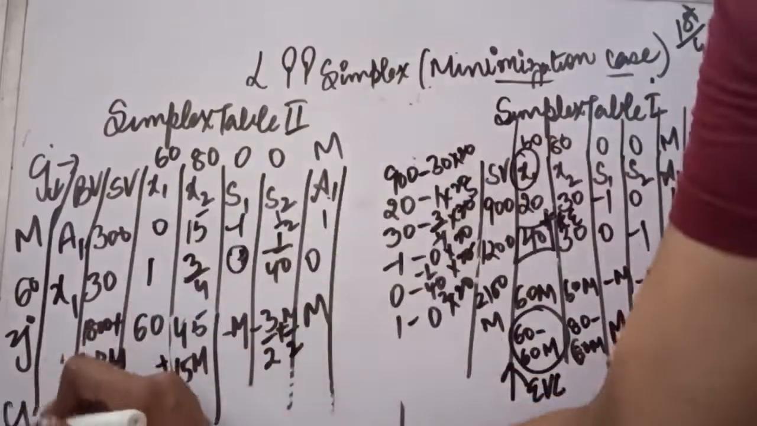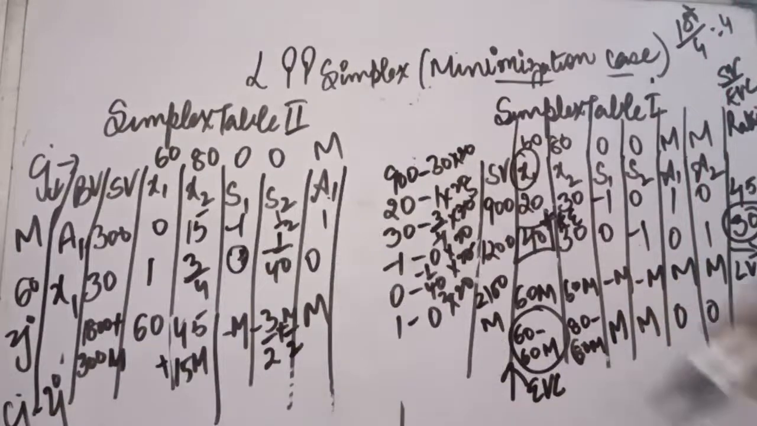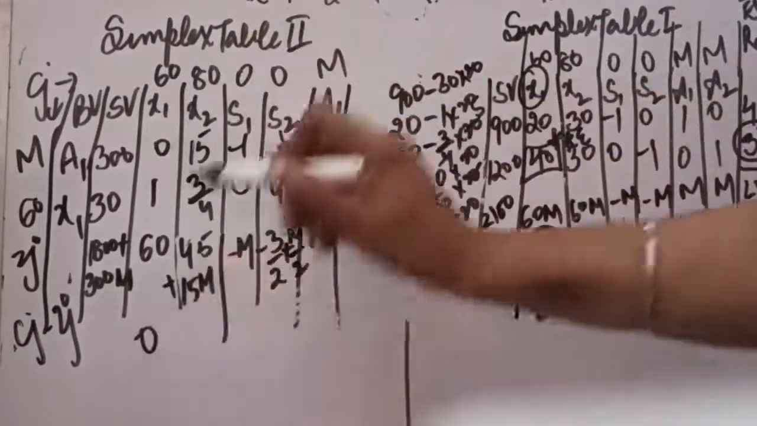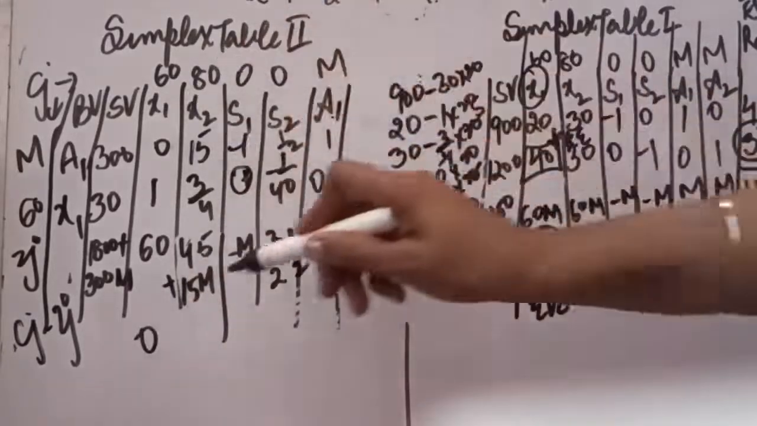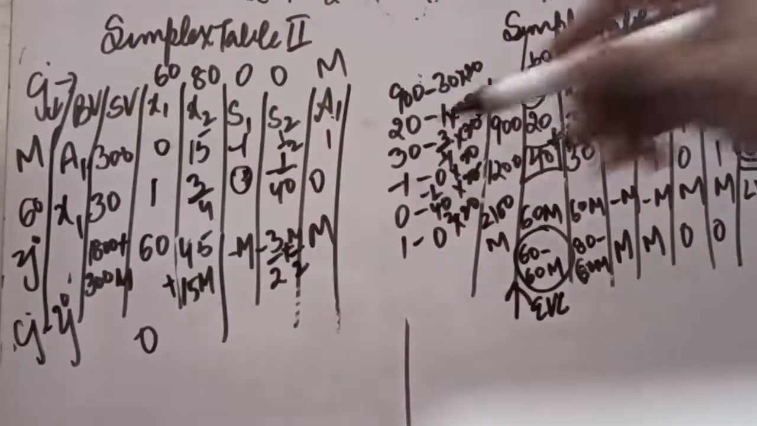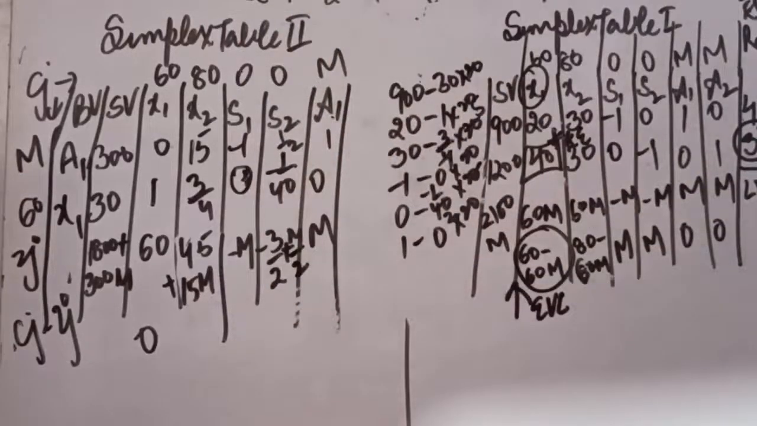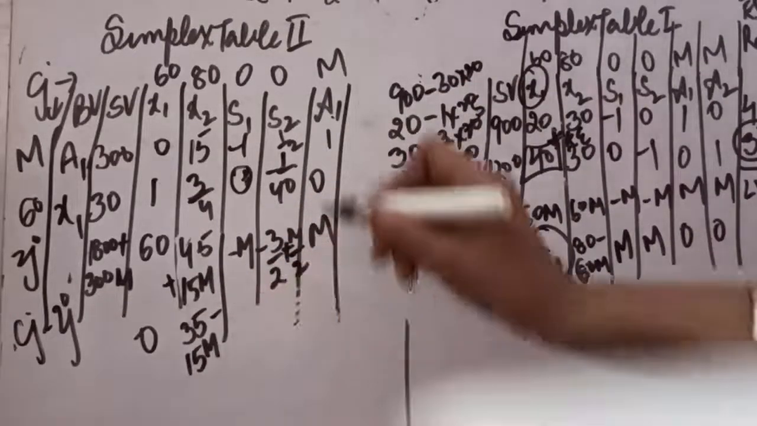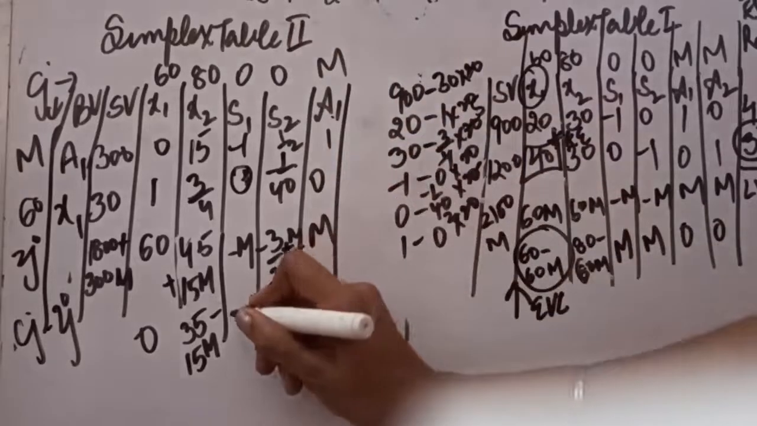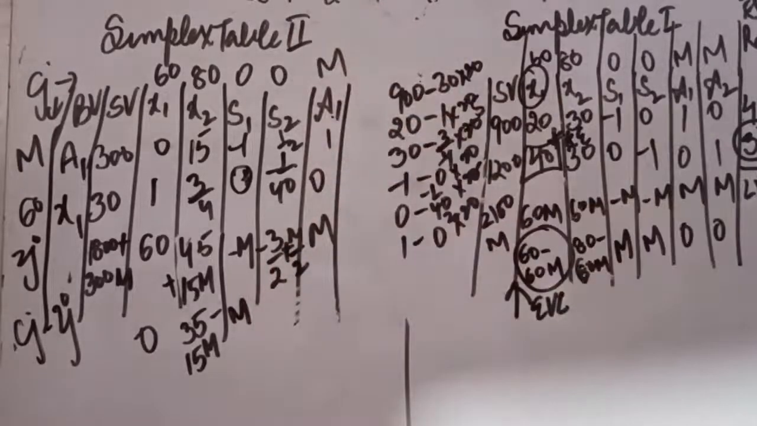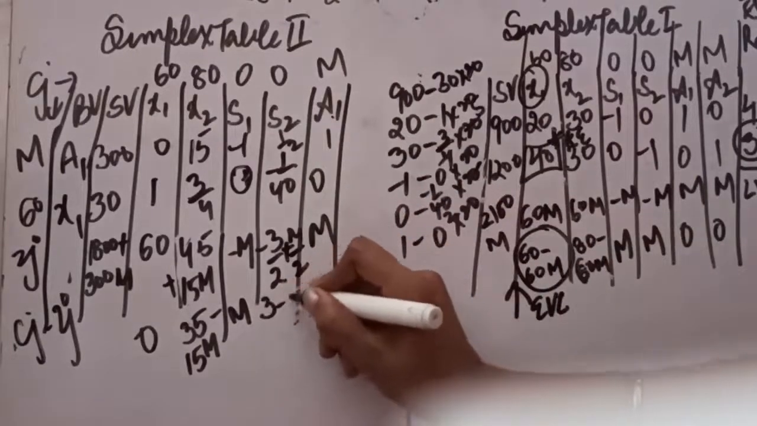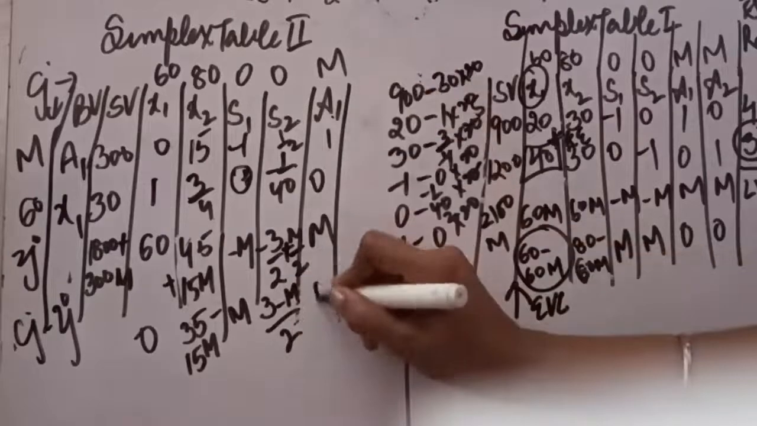The last row will be the Cj minus Zj row. Above is Cj and below is Zj. So 60 minus 60, it will be 0. 45 plus 15m will be deducted from 80. So 80 minus 45, it will be 35 minus 15m. 0 minus minus m, it will be positive m. 0 minus minus 3 plus m upon 2, so it will be positive 3 minus m upon 2, and last will be 0.